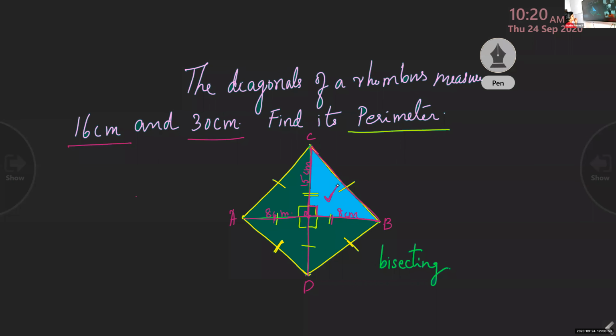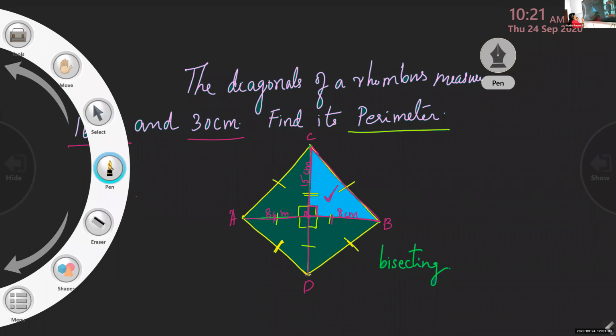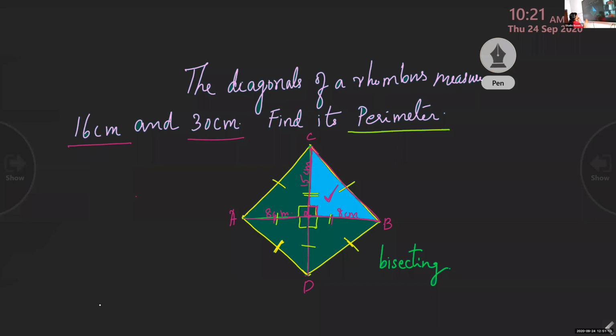So how will you find the hypotenuse here? Ma'am, base square plus altitude square. Base square plus altitude square, isn't it? So I'm going to do that. Base square plus altitude square. So tell me what is the hypotenuse square.